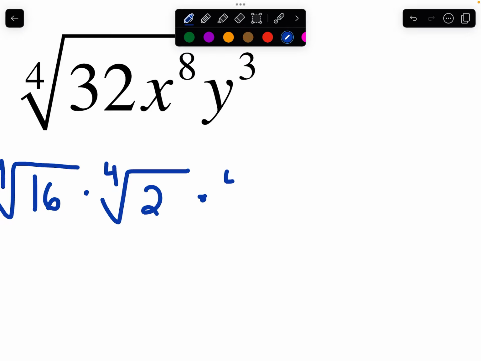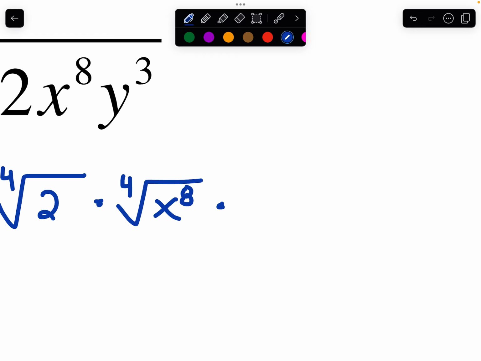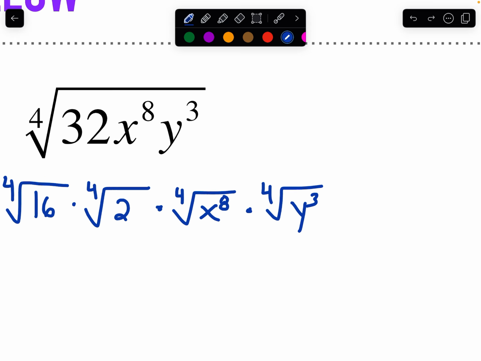That x to the 8th, I kind of like where that's at already, because I can tell my shortcut's going to work just fine. 8 is divisible by 4, and so I'm going to leave that alone and just use my shortcut here in a little bit. This y cubed, I'm also going to leave alone because this exponent is smaller than the index. And like we saw in the last example, I won't be able to split that y cubed up in a way that would help me to simplify any further.